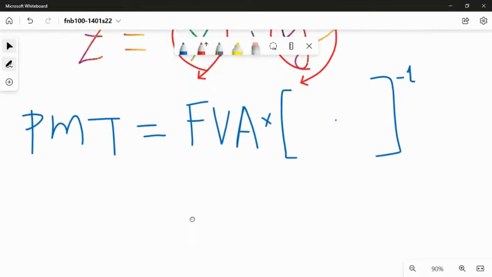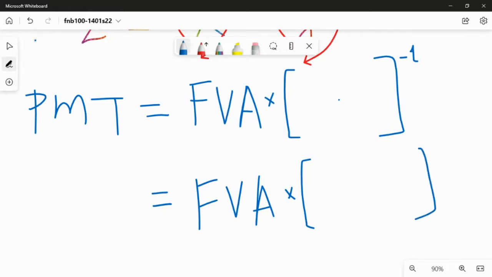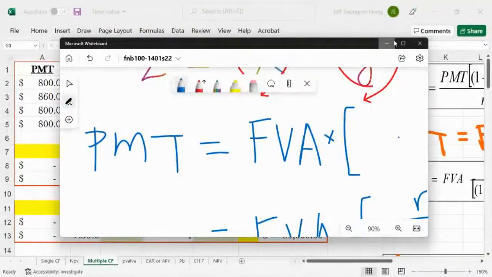So if I rewrite this, the payment will be FVA times the reciprocal of the bracket: R over 1 plus R raised to n minus 1. That's the reciprocal of what was in the bracket. So we found that formula. Now let's nail the exact payment.